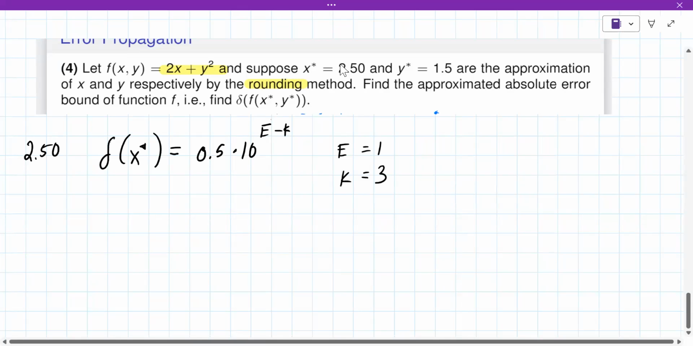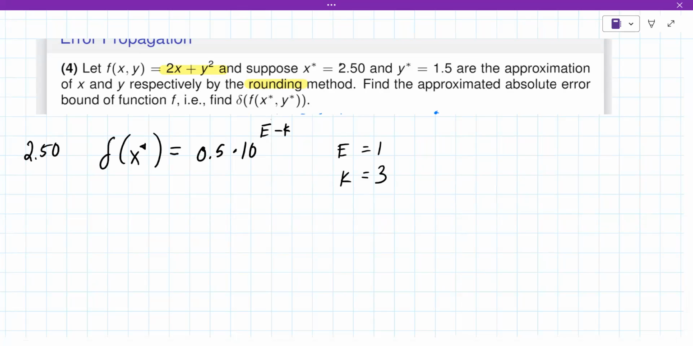Makes sense. So the idea is that you can apply those here. It's 0.5 times 10 to the 1 minus 3, which is 0.5 times 10 to the minus 2. Is that okay? Okay.